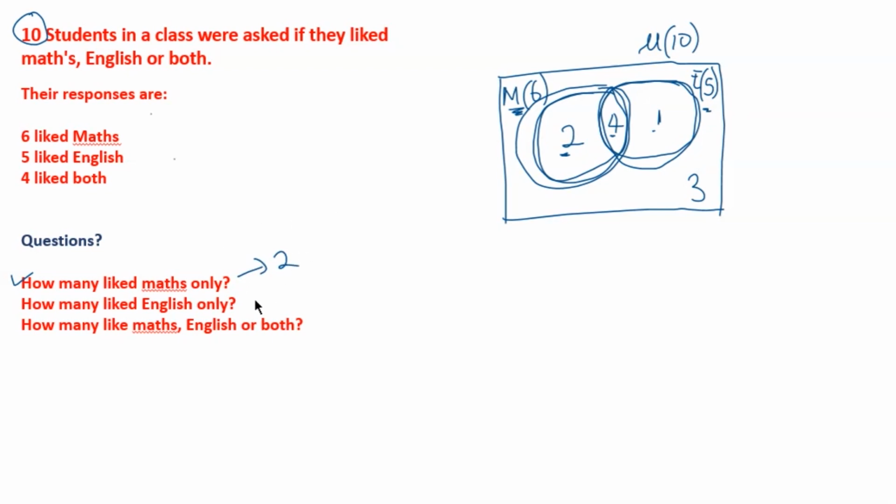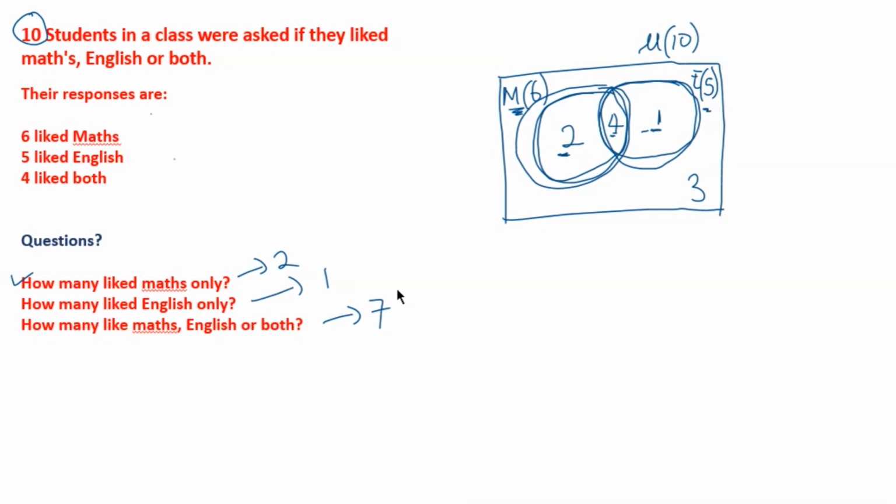So the answer for this is 2. Now, how many students love English only? The number of students that love English only, you guessed it, is just 1. Then how many students like maths, English, or both? All we need to do is add them. So we have 2 plus 4 plus 1, that is 7. So the total number of students that love maths, English, or both is 7.